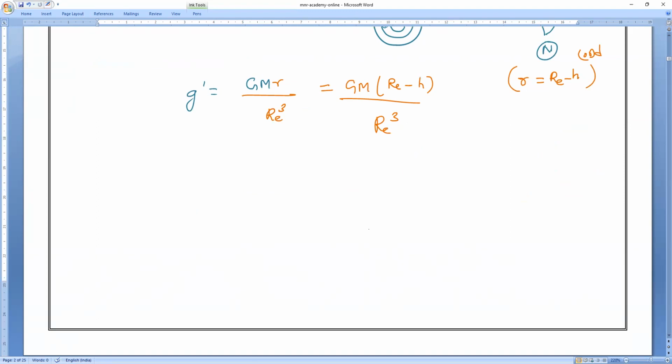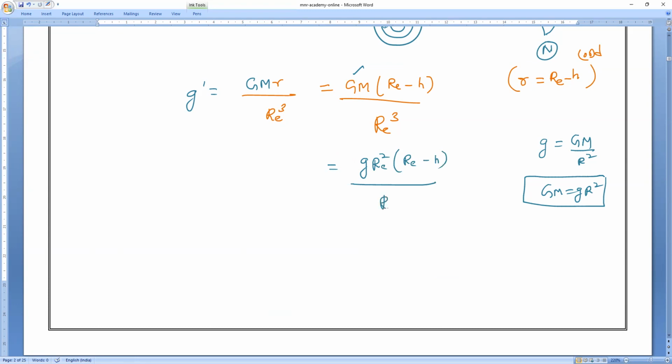Now, all of you observe very carefully here. We all know that G is equal to GM by R square. From that, GM is equal to G R square. Am I right? So I'll replace this GM with G into R square into RE minus H, divided by RE cube. Now cube and square will get cancelled, only one is remaining.